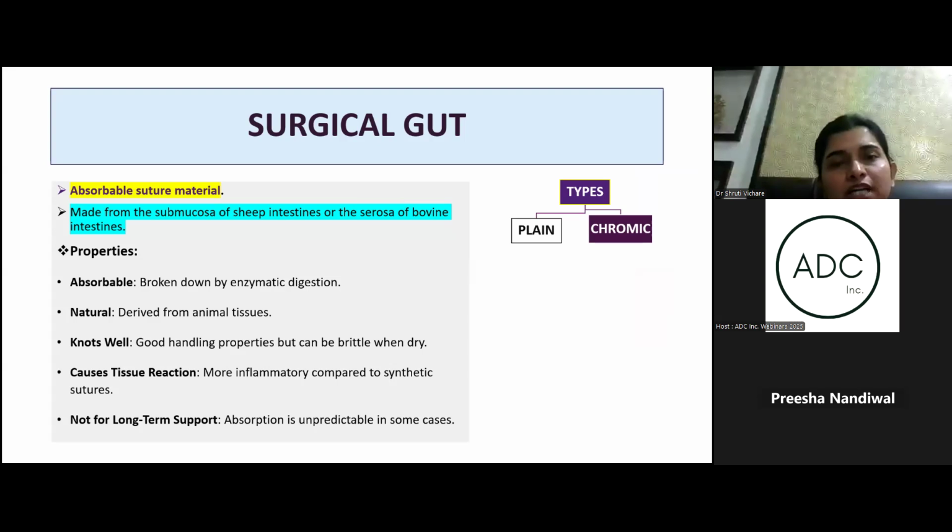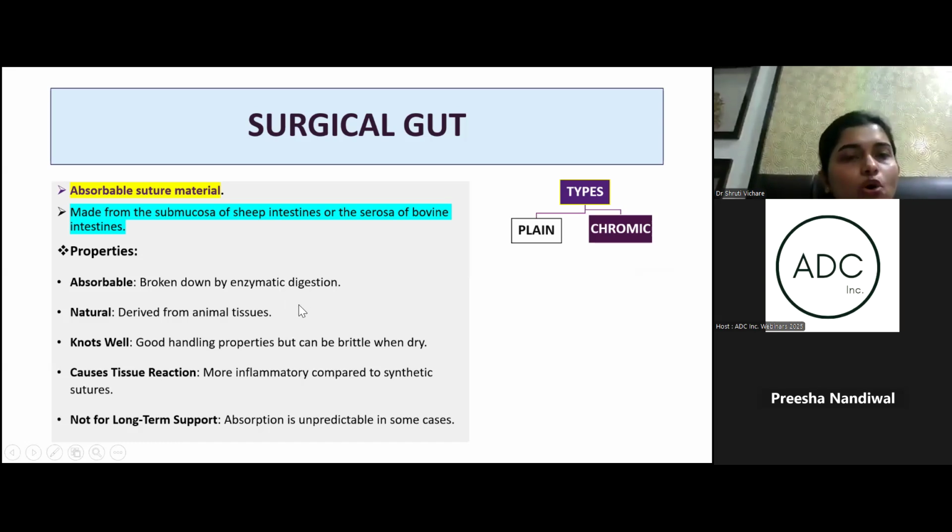I have a couple of friends who stay in New York, and they very commonly use this suture. This is an absorbable suture material, obtained from the submucosa of the sheep or the serosal layer of the bovine intestine. It is naturally derived, correct? It is absorbable, hence it is broken down by the body, and this particular suture is broken down by enzymatic action, not by hydrolysis.